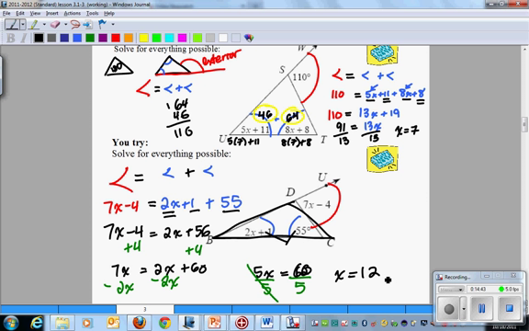Now, do not get all happy once you solve for x. What should you do with x? Plug it in, plug it in. Yes, so 2 times 12 plus 1. This is 25. That's 55. Now check. Do a check. 25 plus 55. Yes.